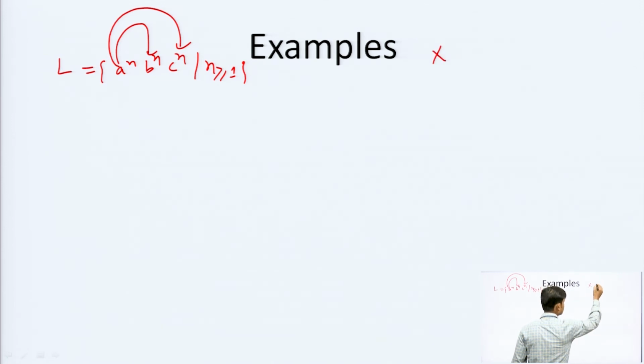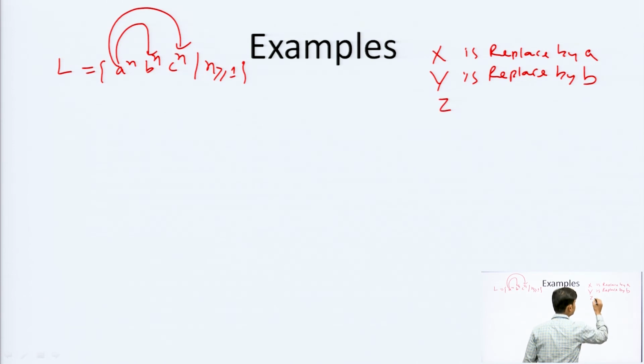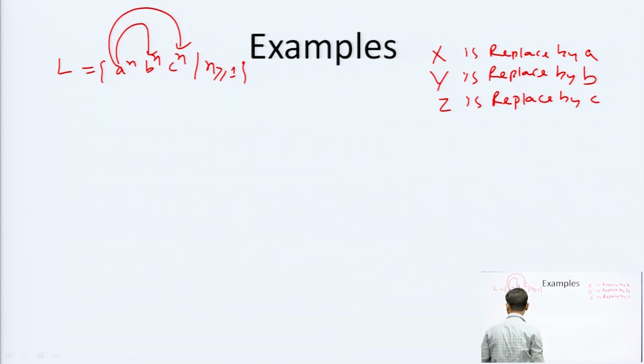This x is replaced by a, y is replaced by b, and z is replaced by c. So, here I am just doing the diagram. Like the previous example, you can take a string as input and process it step by step. I am doing the diagram, the same process, nothing more.